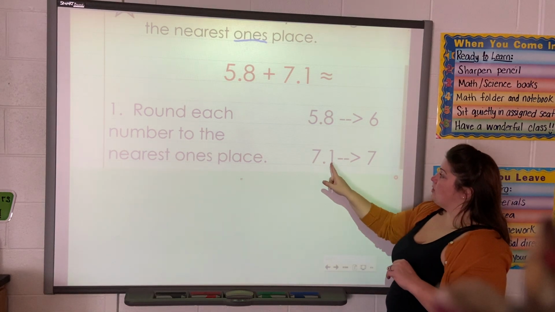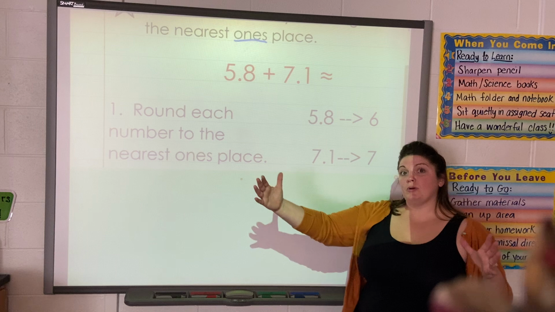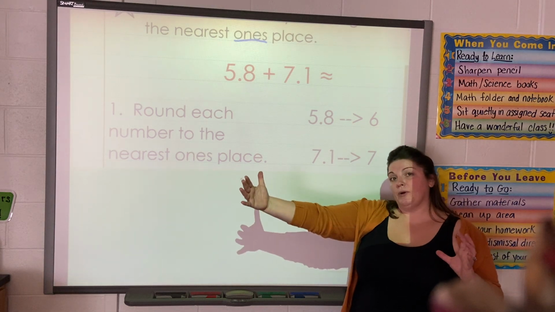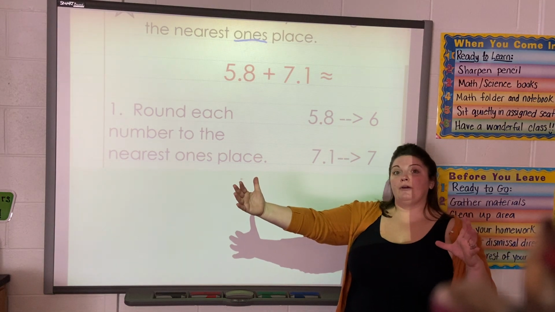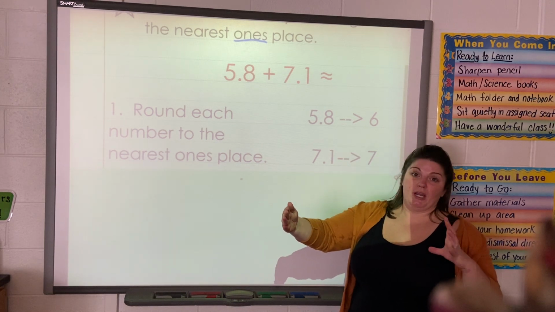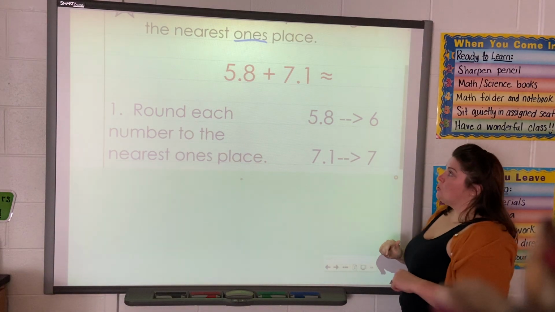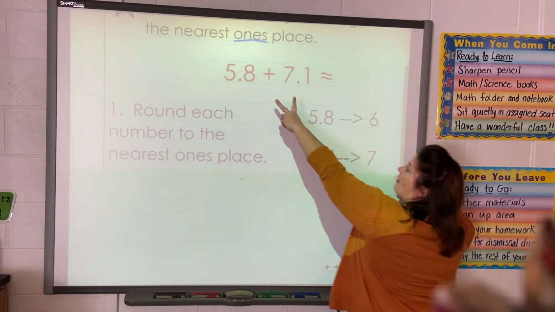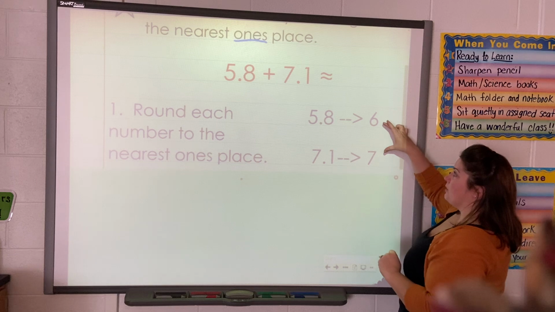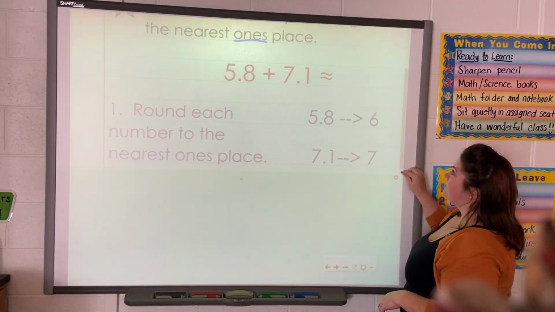To round 7 1/10 to the nearest ones place, we think of a number line with 7 on the lower end, 8 on the higher end. Well, 7 1/10 is only one skip over if you're counting by tenths. So 7 1/10 is closer to 7. So we've rounded both addends to the nearest whole number, to the nearest ones place.